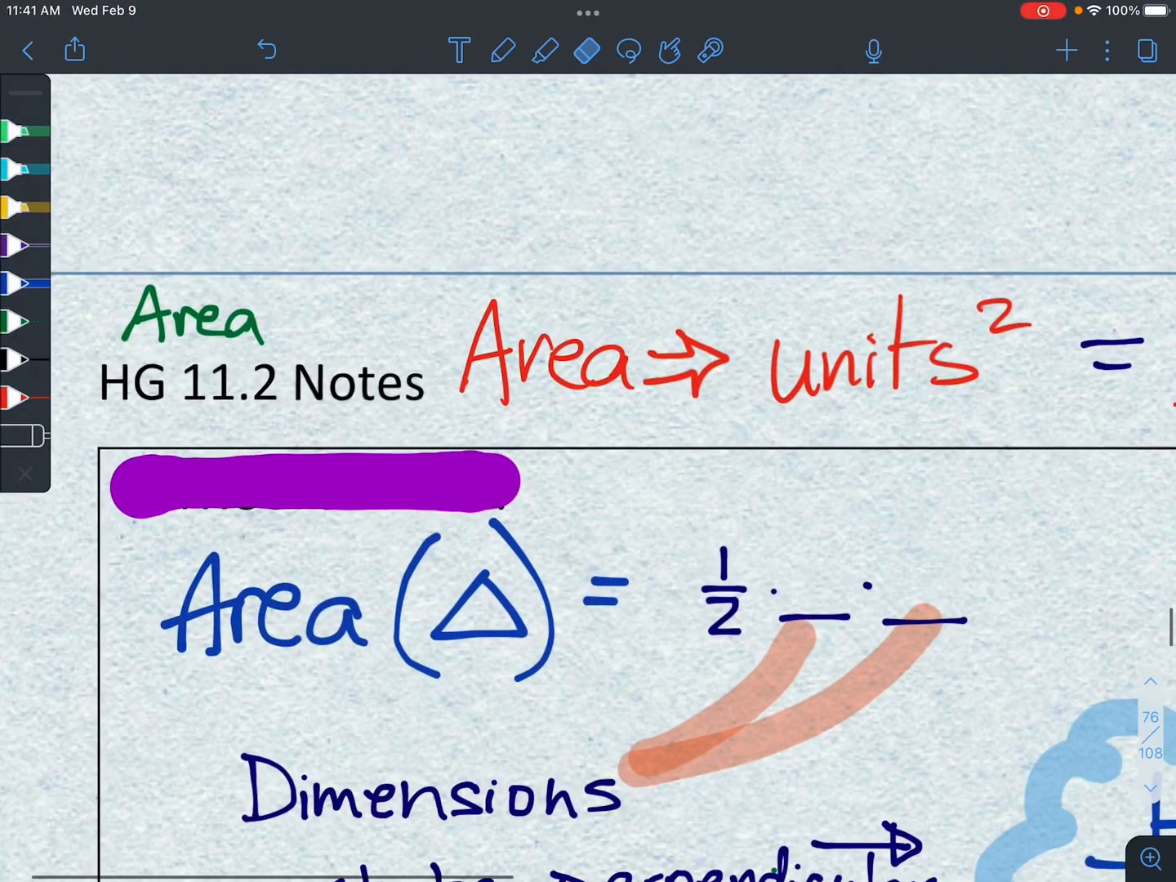All right, here we go. Lesson 11.2, areas. We're dealing with units squared in this problem, in this whole chapter, in fact. We begin by looking at areas of triangles.